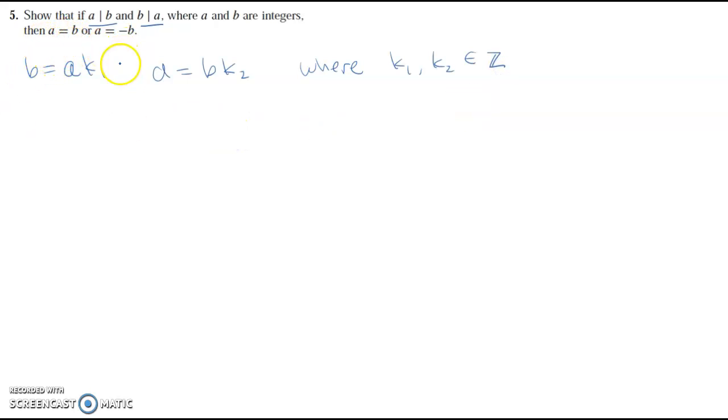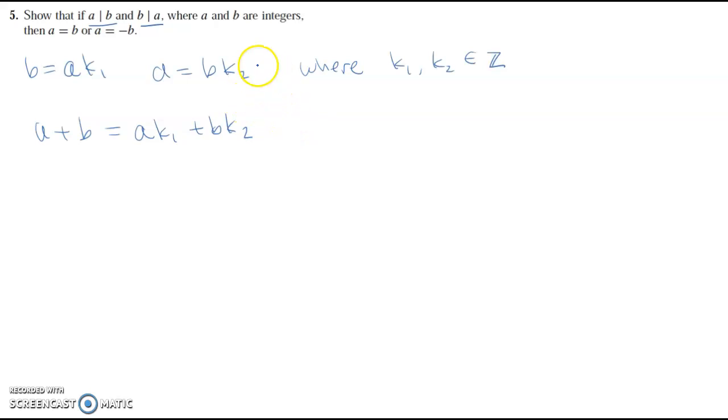Then we have to prove this part. There are two ways of going about this. Let's first try to add these two equations, like we did in proving part 1 of Theorem 1. If we add them, we get A plus B equals A K1 plus B K2. I don't think we can get anywhere further, so unfortunately this is not what we can do.